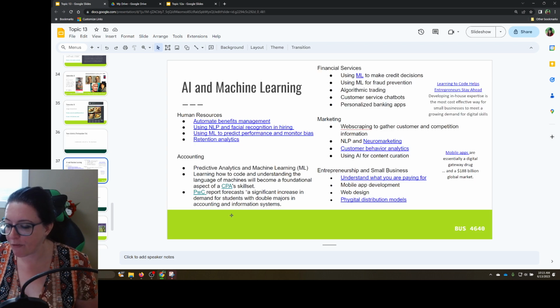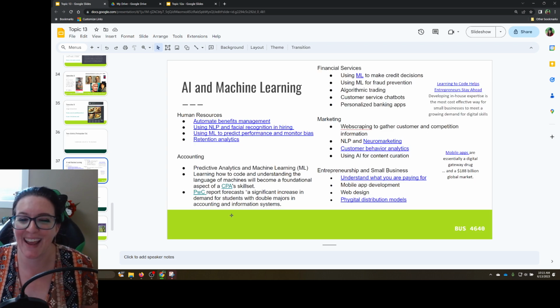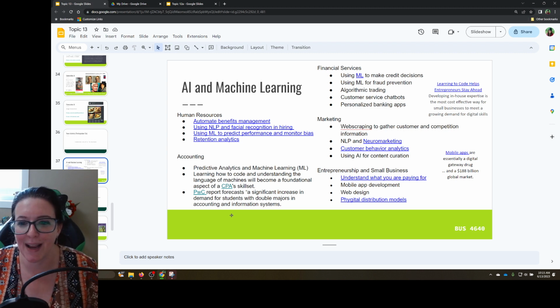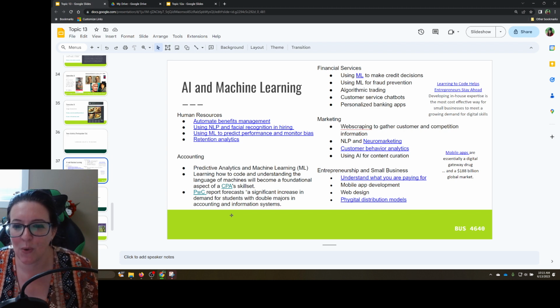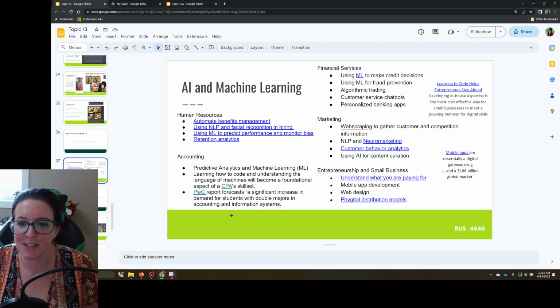What we hear from industry is that this is the way that business is going. So if you're in human resources, we're automating things like benefits. We're using natural language processing and facial recognition in the hiring process. We're using machine learning to predict whether or not you will perform well, to monitor bias, to determine whether or not people will stay as workers. Accounting is really pushing in their accreditation that knowledge of machine learning and coding. And so the CPA has set that as a skill set that future accountants need to have.